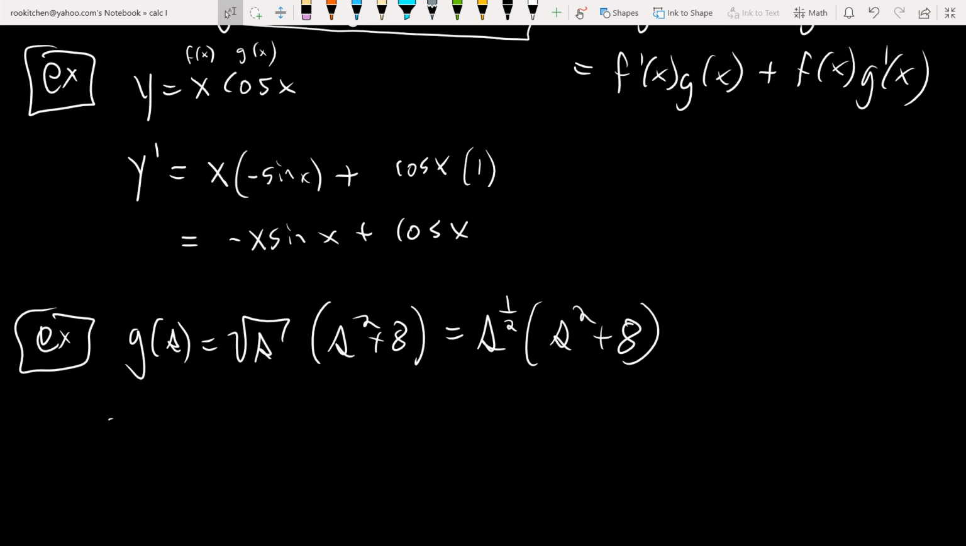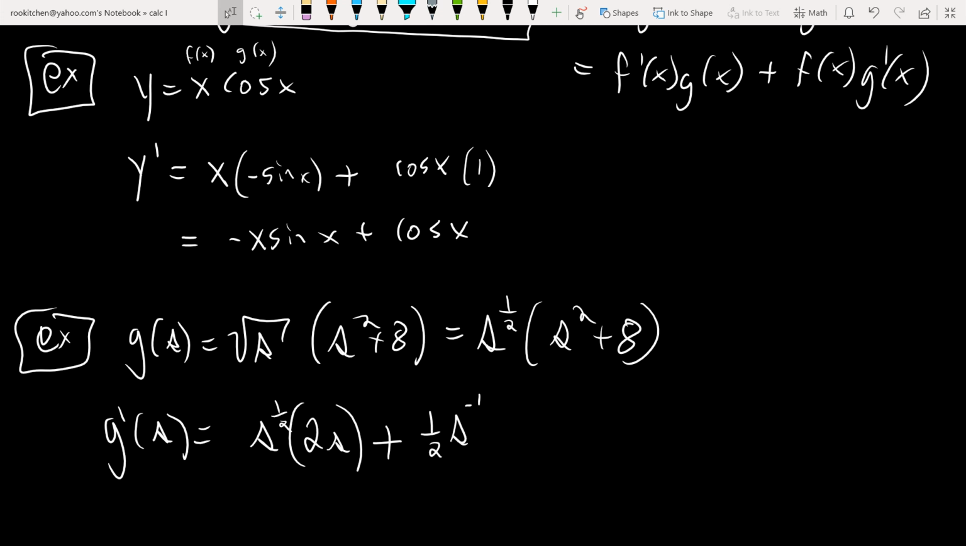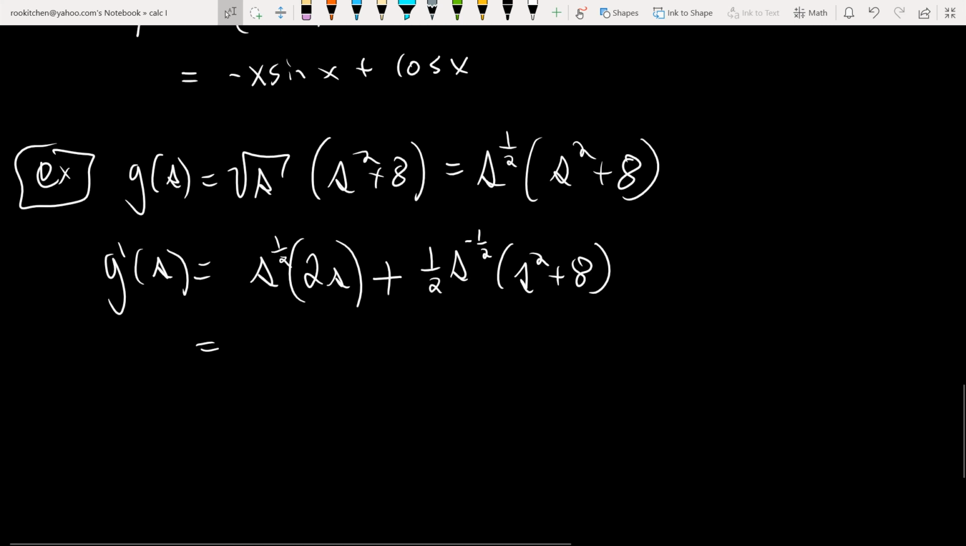So in this case, the derivative is going to be s to the 1/2 times the derivative of s squared, which is 2s, and then plus, then I take the derivative of s to the 1/2, so bring down the 1/2, s to the 1/2 minus 1 is negative 1/2, times s squared plus 8. And then we can clean it up a bit. Sometimes it's better just to distribute and take the derivative, in my opinion, but I don't know.